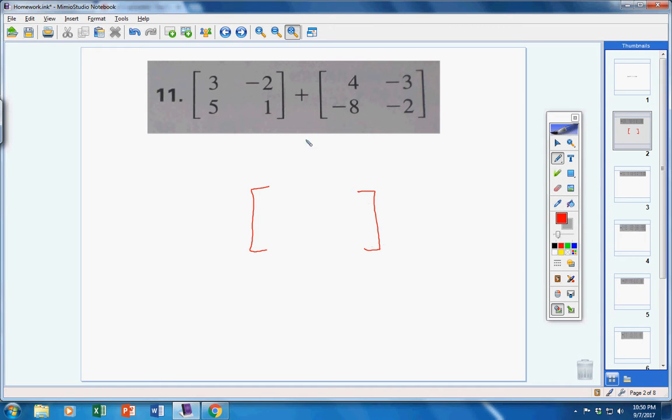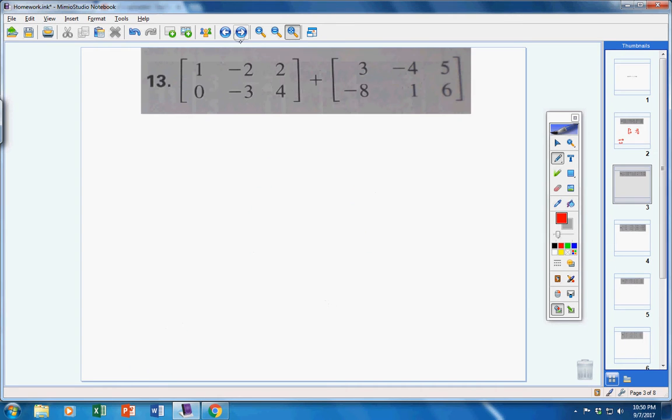3 plus 4, 7, negative 2 plus a negative 3. Looks like this. Negative 2 plus a negative 3. Of course, a positive negative just means you have a negative 3. Owe me 2, owe me 3, now you owe me 5, alright? A 5 and a negative 8, that gives you a negative 3, okay? And a 1 and a negative 2 gives you a negative 1, alright? Pretty simple. Moving on, number 13.